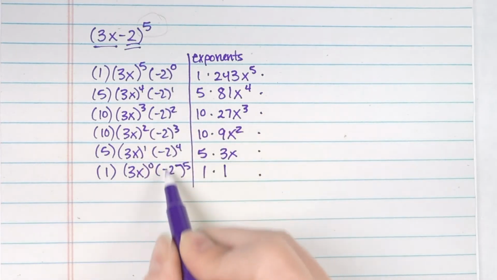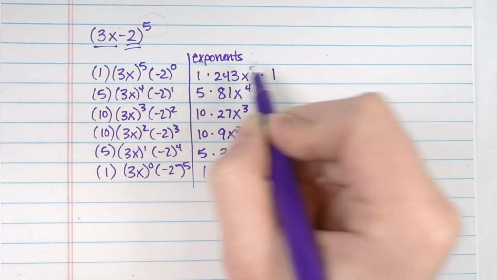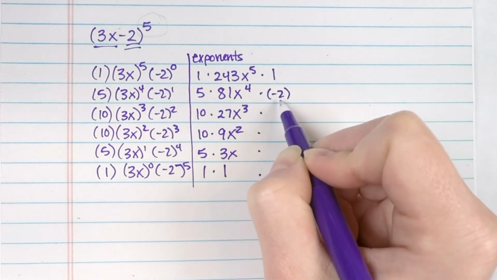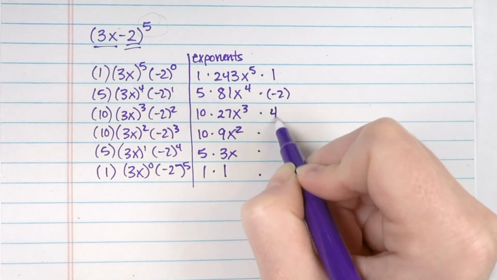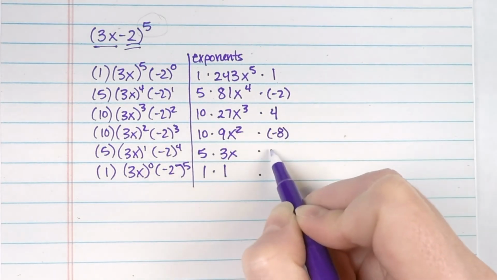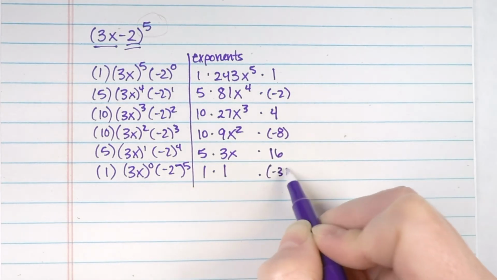And now for the negative 2's, negative 2 to the 0, starting at the top since that has a smaller exponent. Anything to the 0 is 1. And the next one, negative 2 to the first power is just negative 2. Negative 2 squared gives me 4. Negative 2 cubed gives me negative 8. And then negative 2 to the fourth power gives me 16. And then negative 2 to the fifth power gives me negative 32.